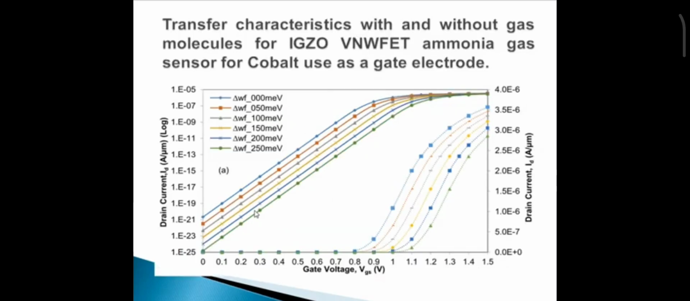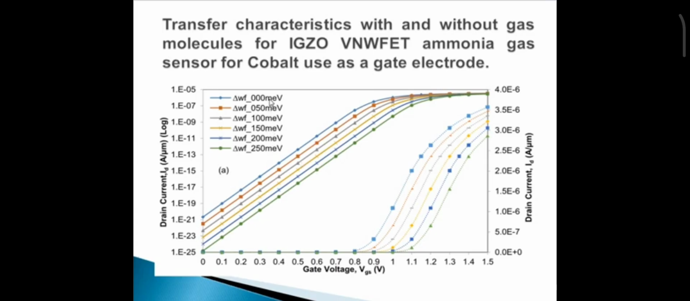Transfer characteristics with and without gas molecule for IGZO vertical nanowire field effect transistor, ammonia gas sensor, for cobalt used as a gate electrode. When ammonia gas is introduced at the gate metal electrode, the work function of the gate metal electrode is changing. Here, delta phi is the change in the work function of the gate metal.